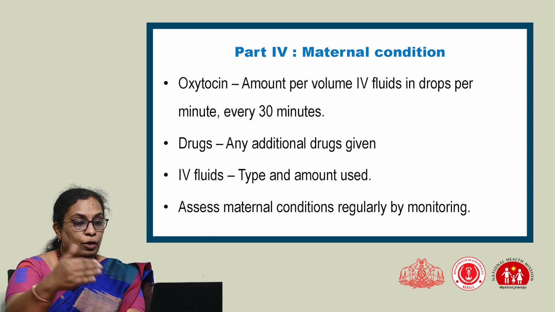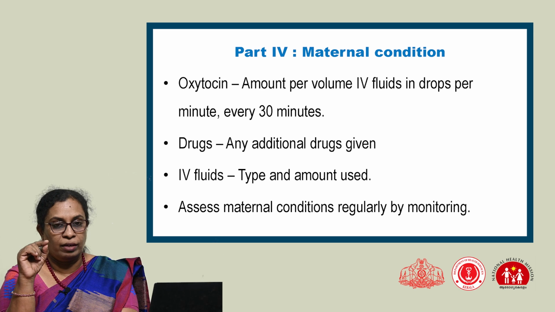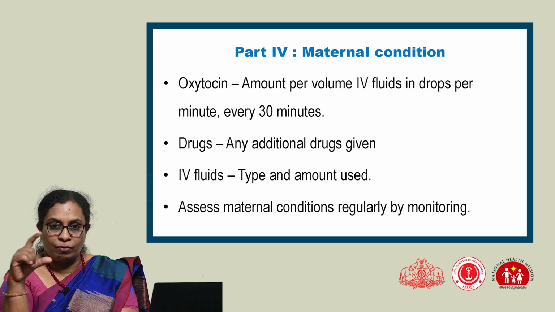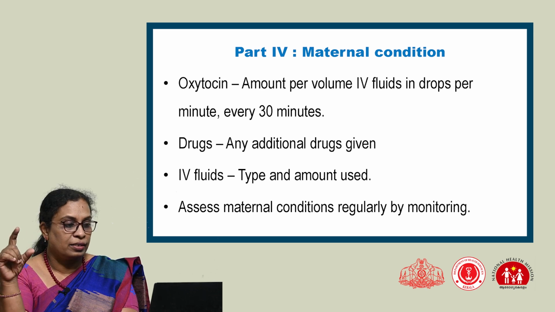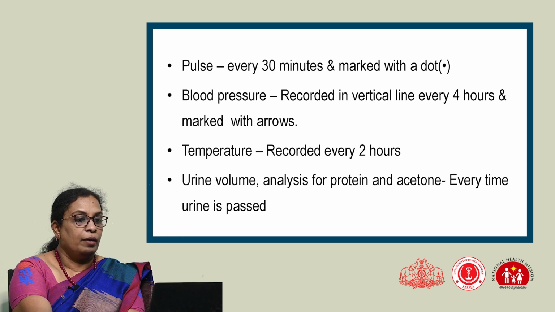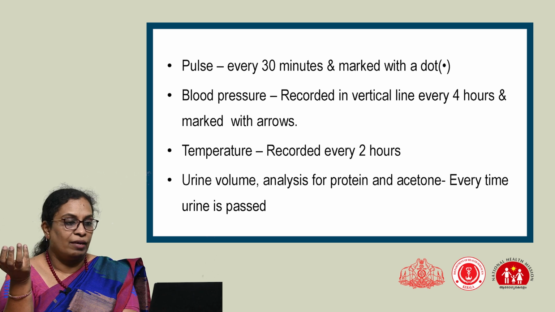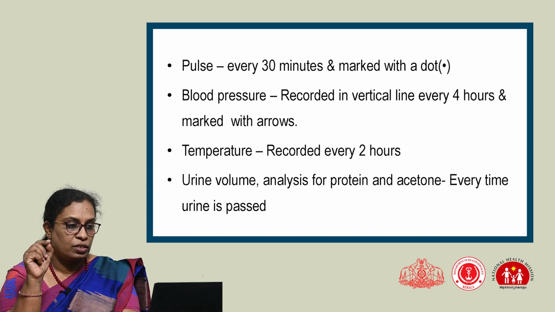Then below that comes the maternal part. In this part, you have columns for plotting for oxytocin drip, how many units and how many drops. Then below that, there are columns for the drugs given like antibiotics or sedation, anything, and IV fluids. And below that, you have to monitor the maternal conditions like pulse rate every 30 minutes. You have to plot as dots.